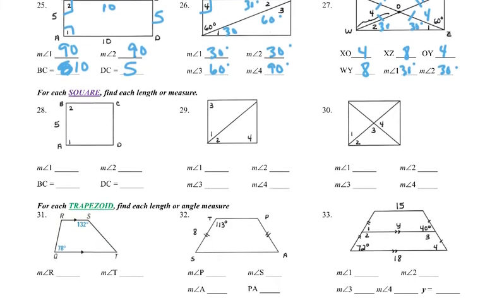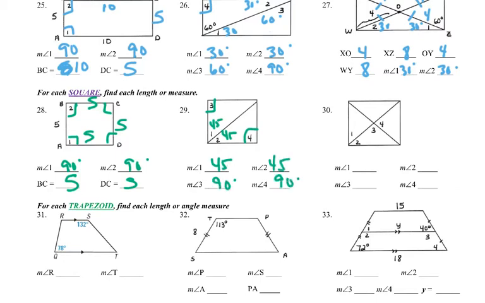The square is the easiest of them all, because it's all 90s in the corners, all 5s in this case, all the way around, so 90s and 5s. When you cut a 90-degree angle in half, you get 45 and 45, so 45, 45, 90, 90. And remember that the diagonals of a square are perpendicular, so here you got 45s for 1 and 2, and 90s for 3 and 4.